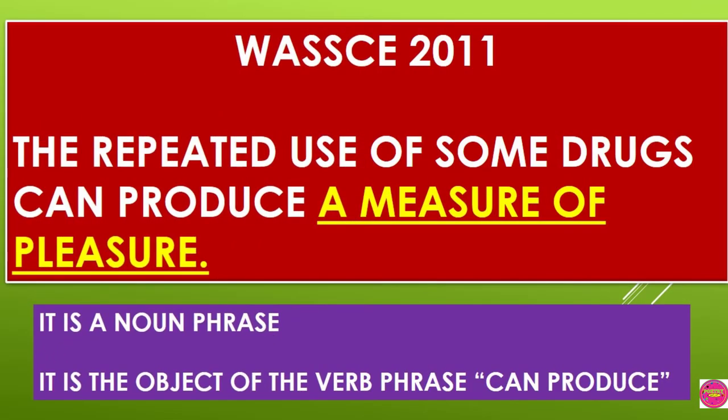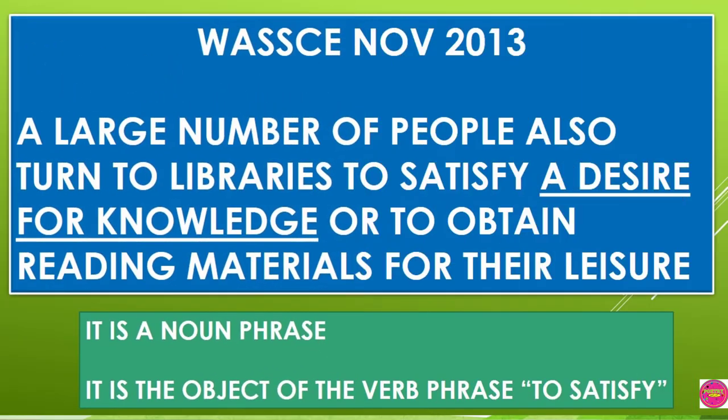The repeated use of some drugs can produce a measure of pleasure. The underlined expression, a measure of pleasure, is a noun phrase. It is the object of the phrase can produce. A large number of people turn to libraries to satisfy a desire for knowledge. The underlined expression is a desire for knowledge. The grammatical name for this expression is a noun phrase. It functions as the object of the verb phrase to satisfy.